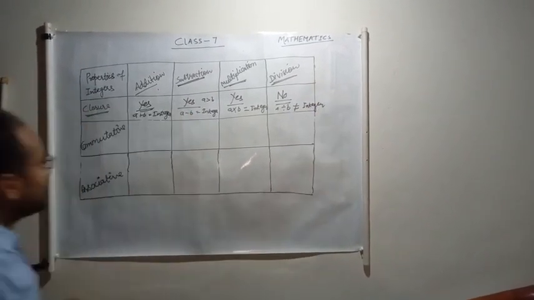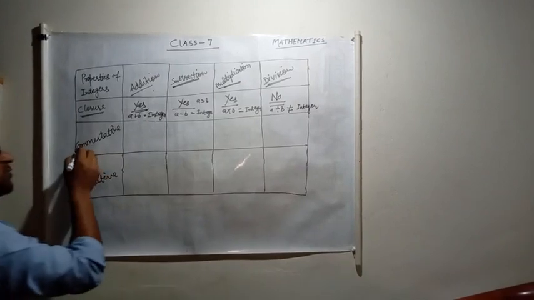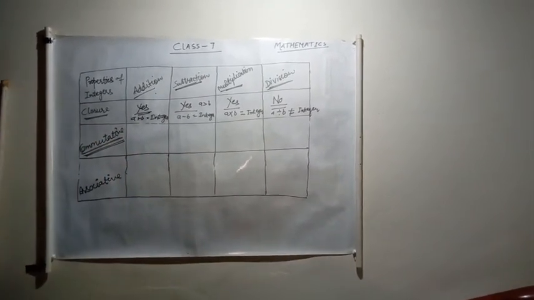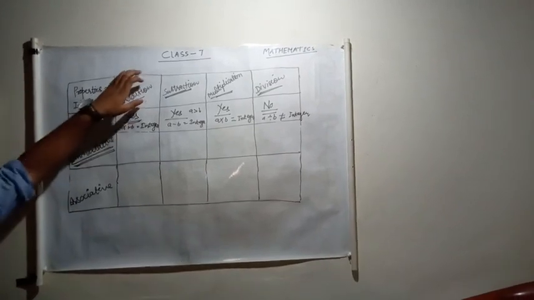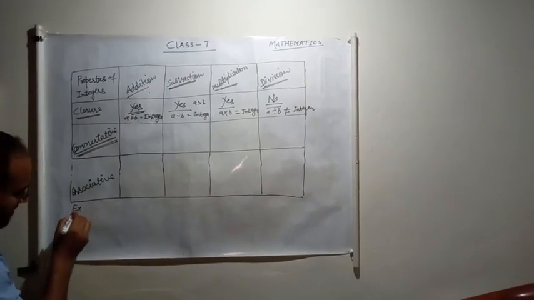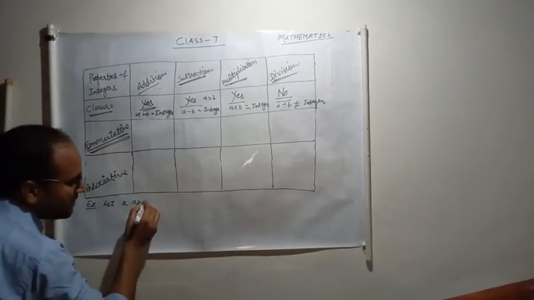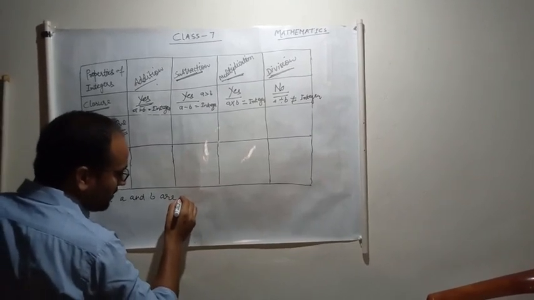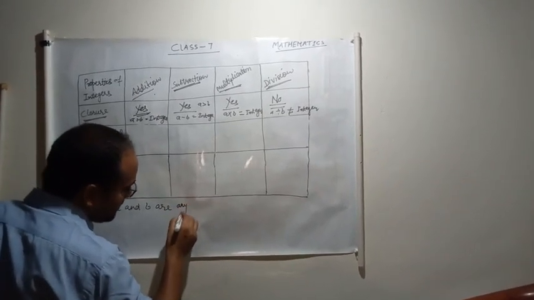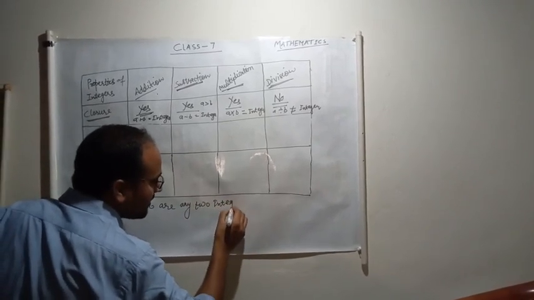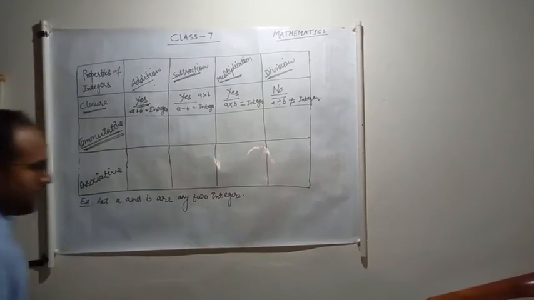Okay students, next one is the commutative property. It's very important, students. Commutative property. First we are going to discuss it with addition. So let's take the example: let A and B be any two integers.